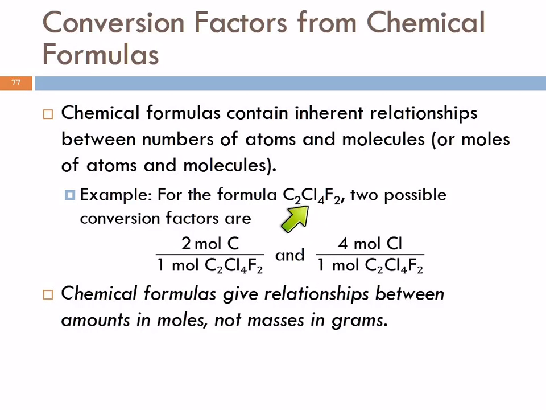We could make another one. There's 4 moles of chlorine per 1 mole. How many moles of fluorine per 1 mole of the compound? 2. What's important to remember is that these give us relationships in moles and not in grams. Okay? This is moles of carbon to moles of compound, not grams to grams. The percent gives us grams. These chemical formulas give us moles.